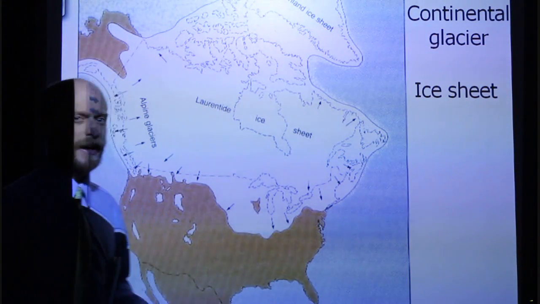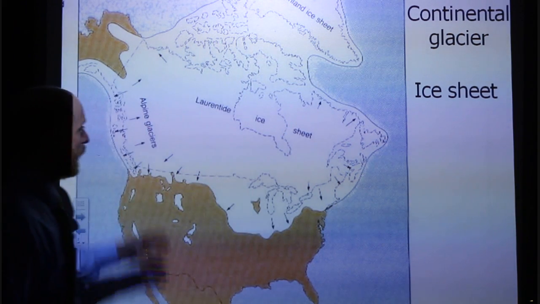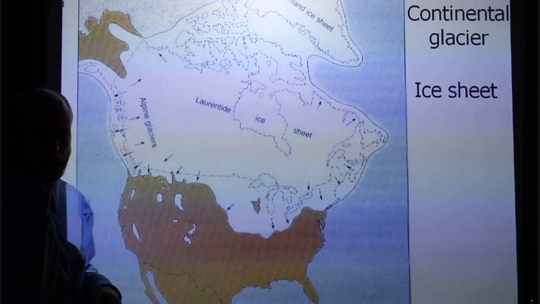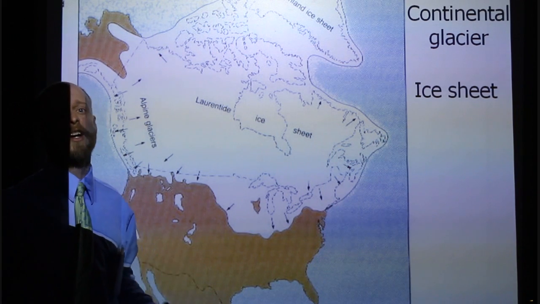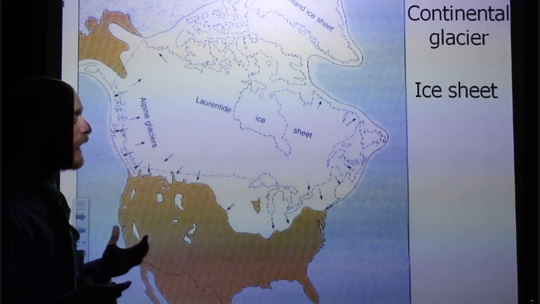The first one is a continental glacier, or also called an ice sheet. And as you can see in this diagram here, quite large, very large. These cover a whole or parts of a continent, hence the name continental glacier.